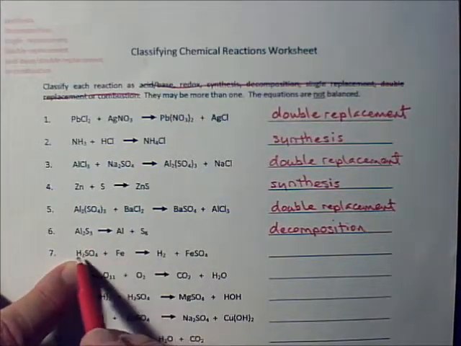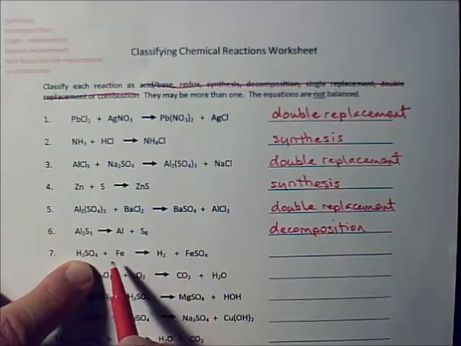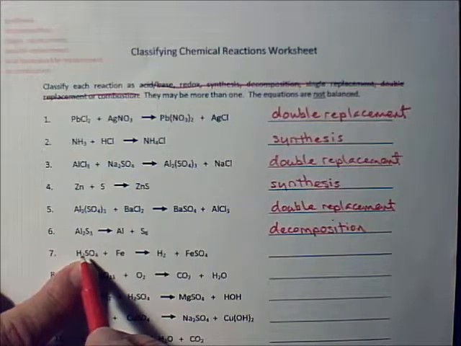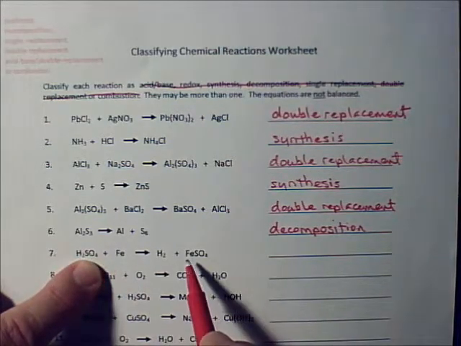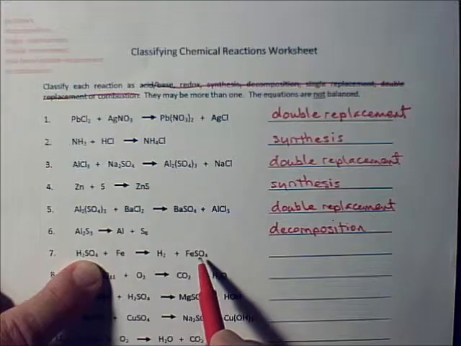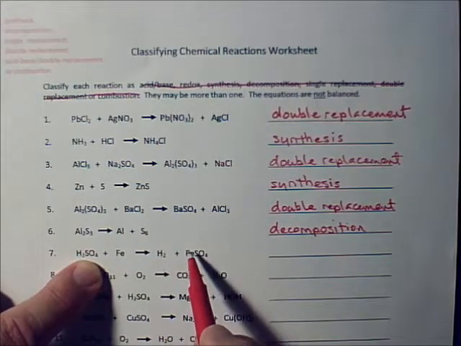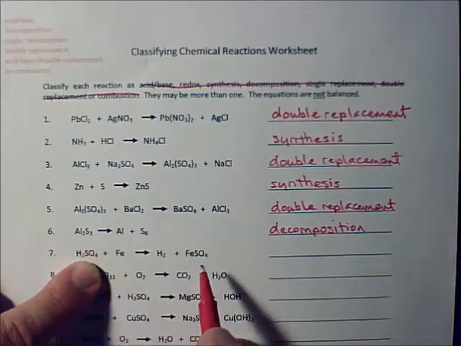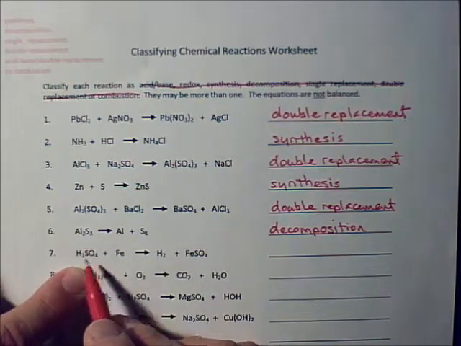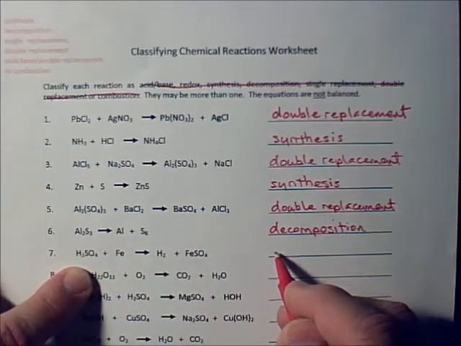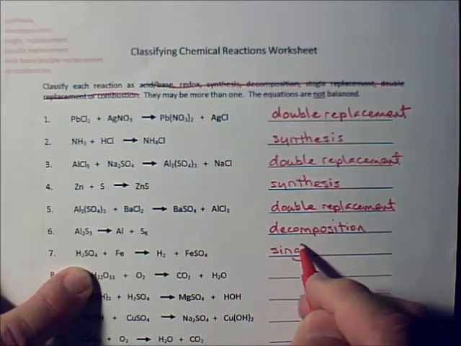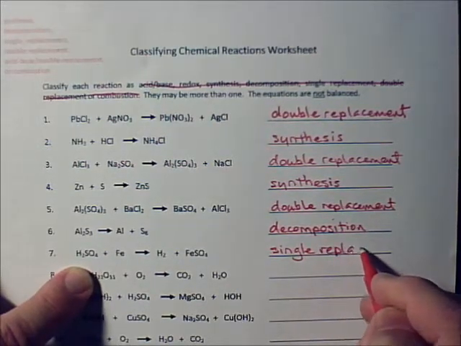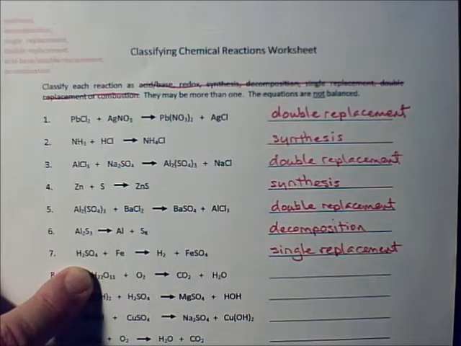Iron is kicking out the hydrogen here and joining up with the sulfate inside of this. This is sulfuric acid. If we name it like an ionic compound, it's hydrogen sulfate. This becomes iron 2 sulfate. Iron has more than one potential oxidation number. So because iron is kicking that out and makes the hydrogen by itself here, that is single replacement. You could also call it single displacement. A single replacement or single displacement would be a correct answer.